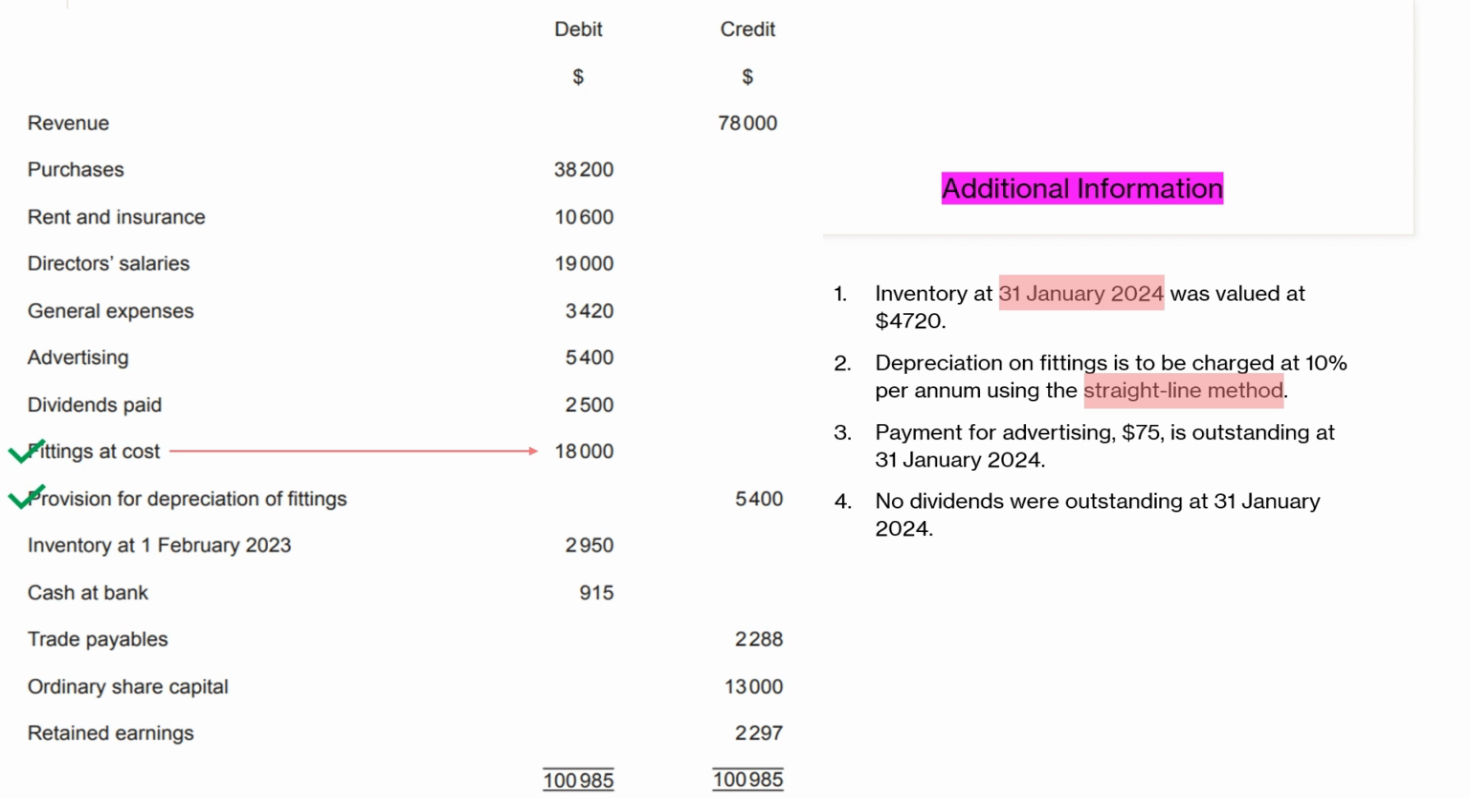Right. Point number 3, payment for advertising $75 is outstanding at 31st January 2024. Outstanding means it's accrued. It's an accrued expense because it's unpaid. It's unpaid at the end, so we are still liable.